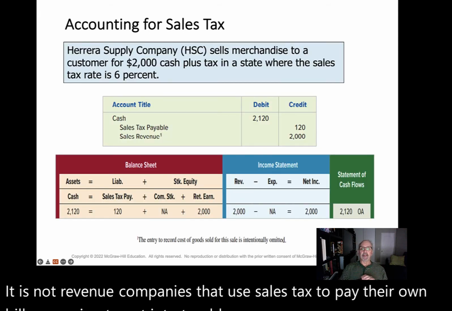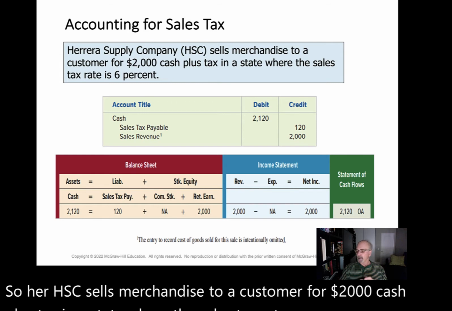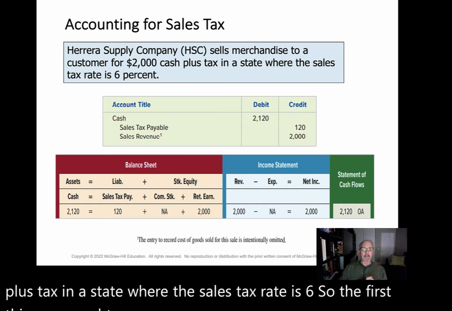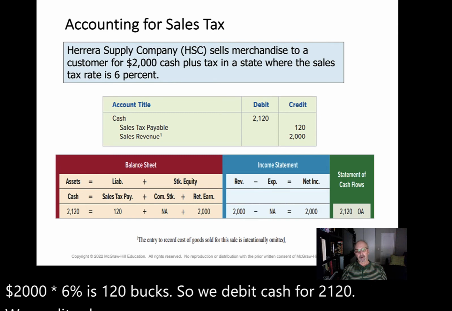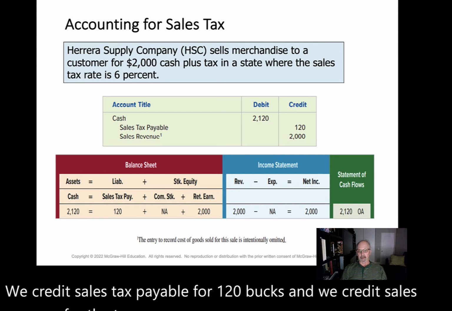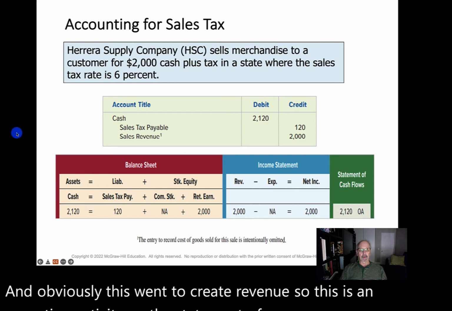So HSC sells merchandise to a customer for $2,000 cash plus tax in a state where the sales tax rate is 6%. So the first thing we need to do is figure out what's the sales tax. Well, it's $2,000 times 6% is $120. So we debit cash for $2,120. We credit sales tax payable for $120. And we credit sales revenue for the $2,000 for the merchandise. And obviously this went to create revenue, so this is an operating activity on the statement of cash flows.